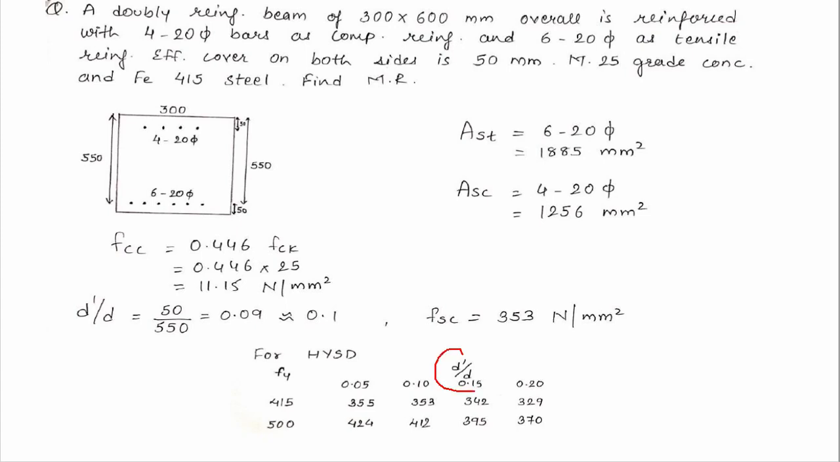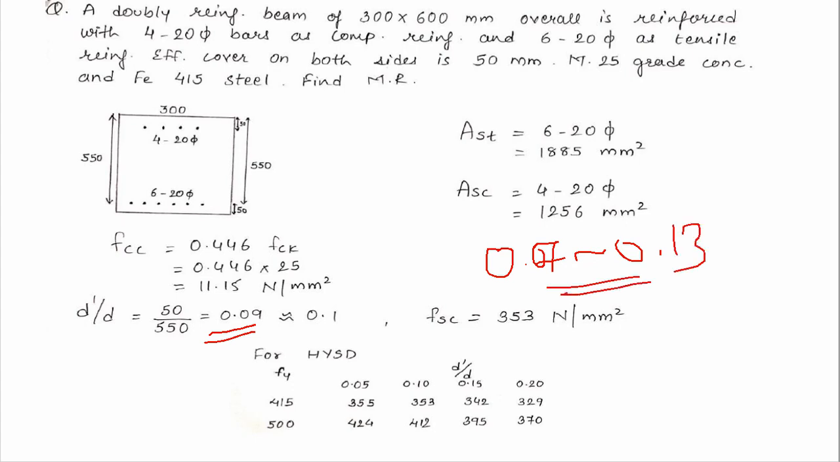First we need to find the ratio of d dash by d. d dash will be our top cover and d will be our effective depth. So as given in the question, the top cover is 50 and the effective depth is 550. Solving it, we get the value 0.09. As I said in the previous lecture too, this ratio will always fall, in general cases, between 0.07 to 0.13. This ratio will always be between 0.07 and 0.13.